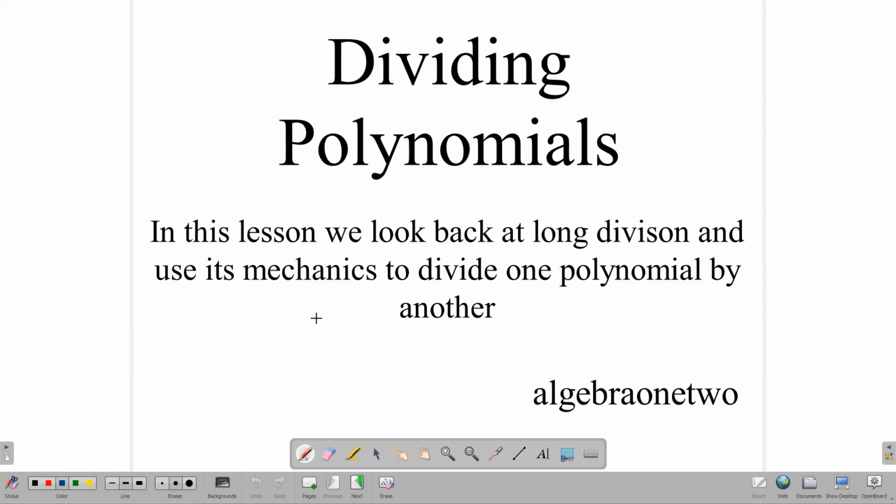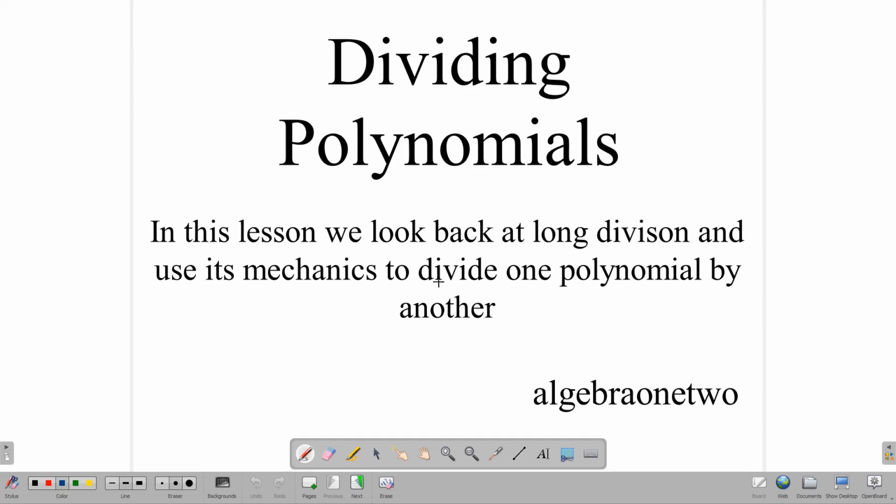Our topic today is dividing polynomials, and in this lesson we are going to be looking back at long division in particular and understand its mechanics to revise that long division we did a long time ago and use its mechanics to divide one polynomial by another.